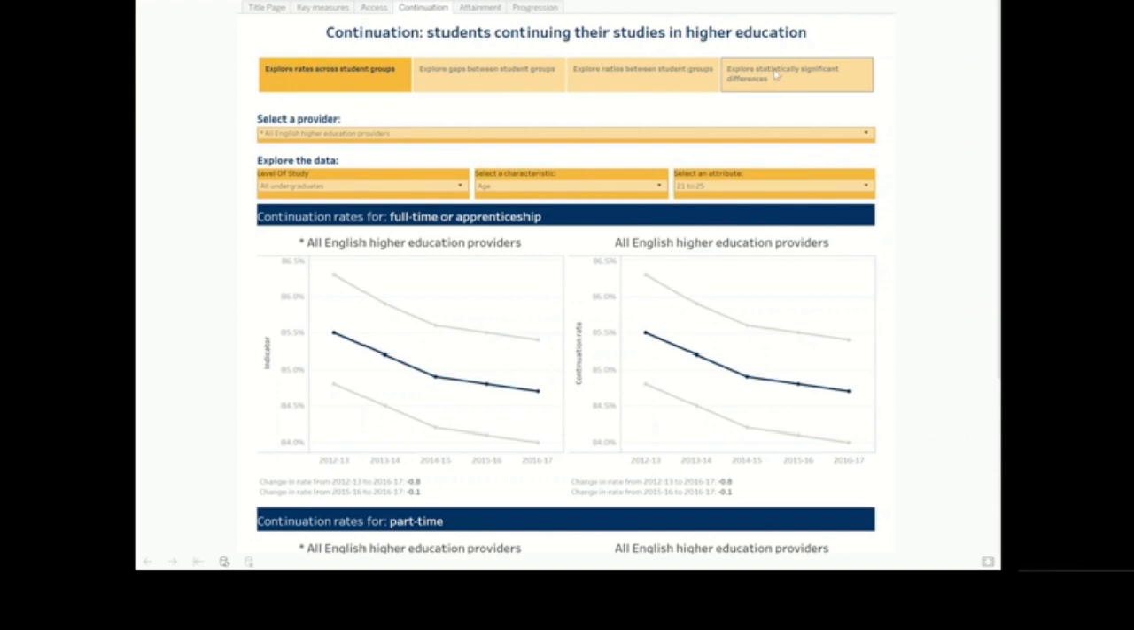Let's explore continuation rates a bit further. At the top of the page, we can select a provider that we are interested in from the filter.